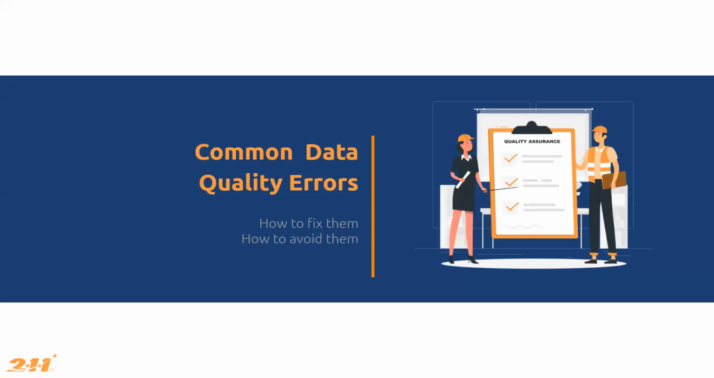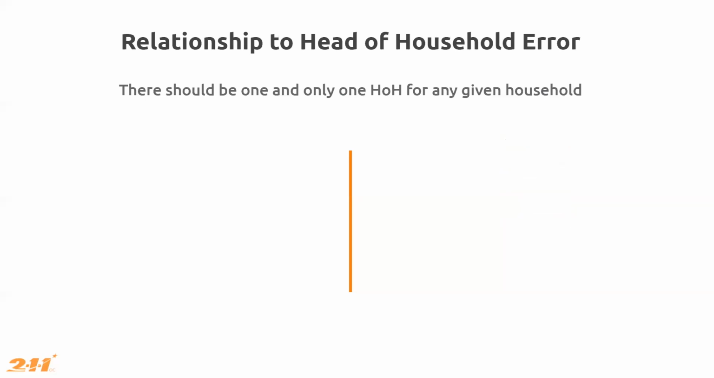Now, I would like to discuss the common data quality errors and most importantly, how to fix them and how to avoid them. The most severe data quality error that we could have, at least in terms of reporting and especially HUD reporting, is relationship to head of household error. So we know that we should have one and only head of household at any given time.